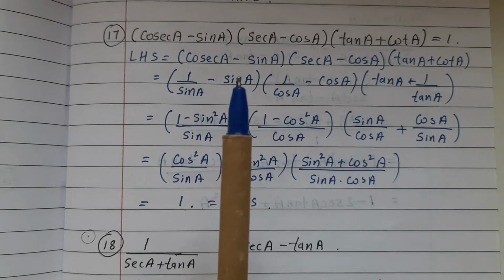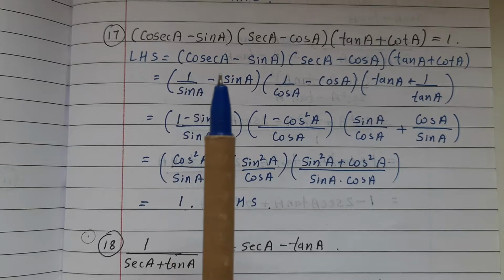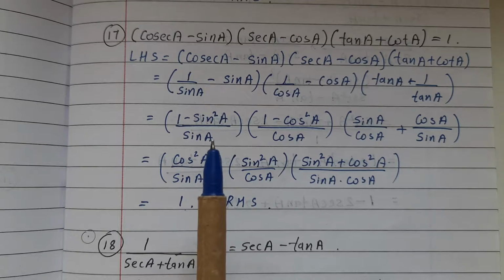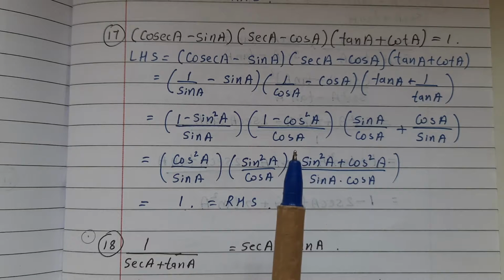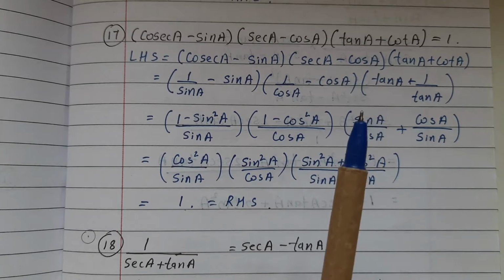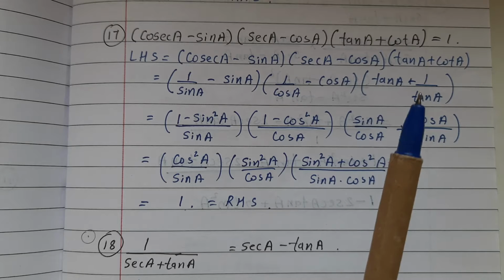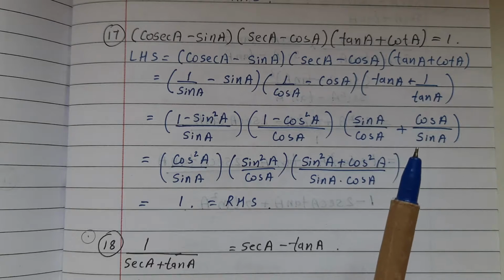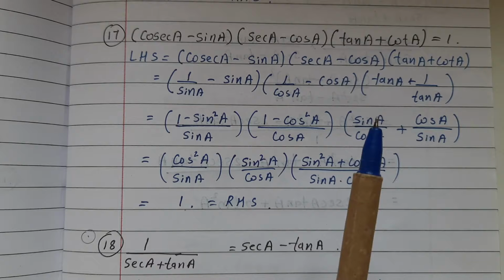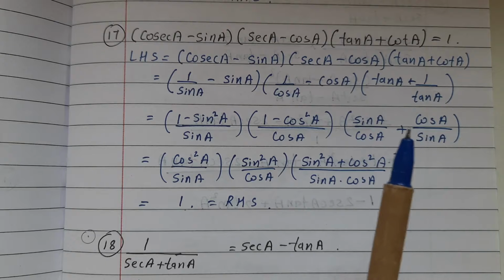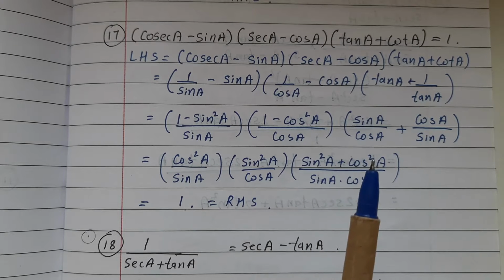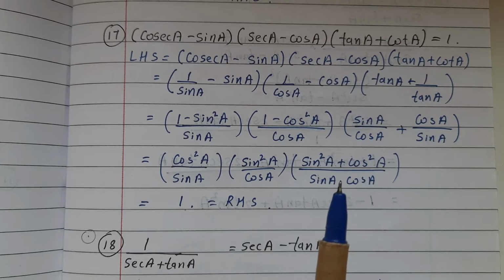This bracket, multiply and divide by sin A. So we get (1 minus sin square A) upon sin A. This bracket same way, (1 minus cos square A) upon cos A. Tan is sin A upon cos A plus cot is cos A upon sin A. Here in this we will multiply and divide by sin A. In this term we will multiply and divide by cos A. So this will become sin square A plus cos square A, and this denominator will be sin A into cos A.